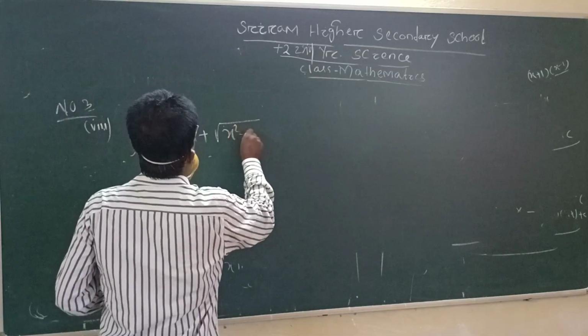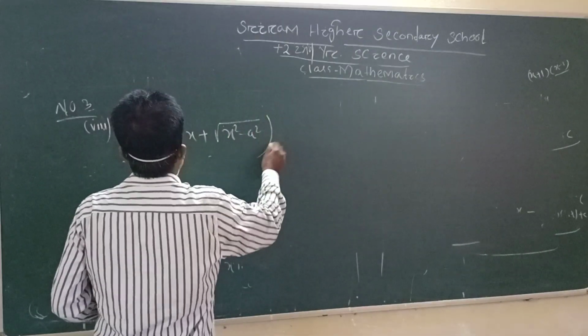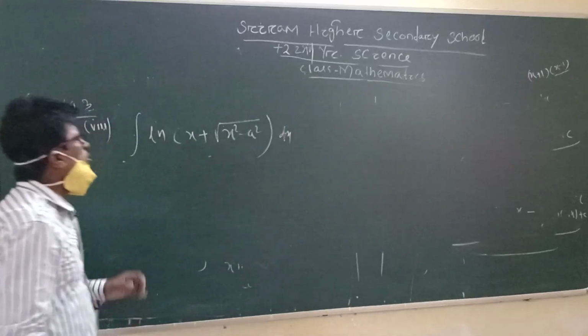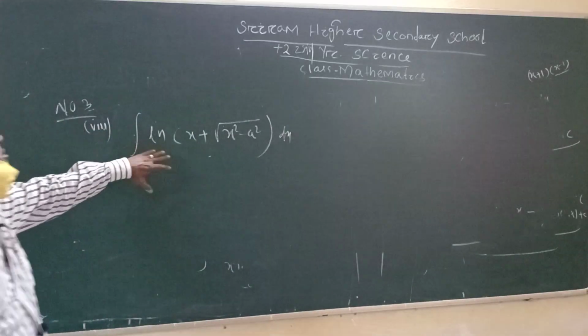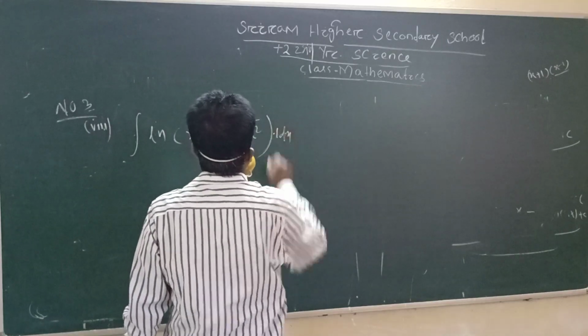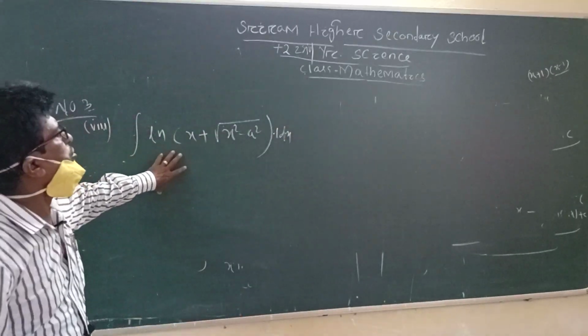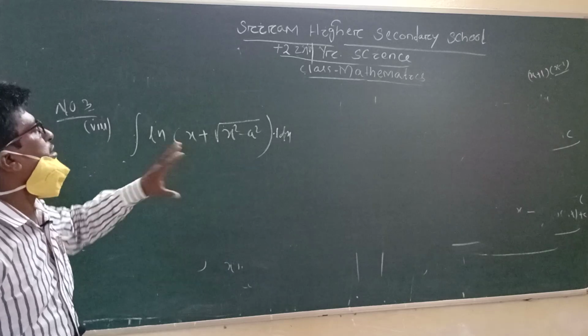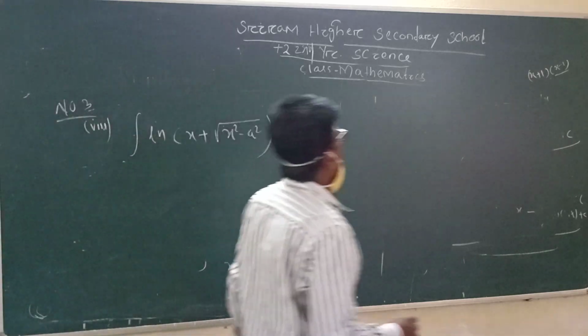Look, number 3, part (iii), the last bit of this question: integrating ln(x + root over x square minus a square). No doubt it is a single function, one logarithm function, so taking one as the second function. Before I solve this problem, I will give some examples of how to solve it.